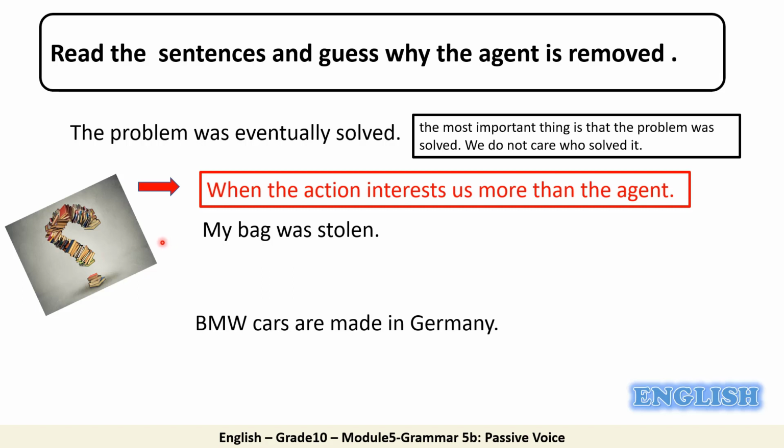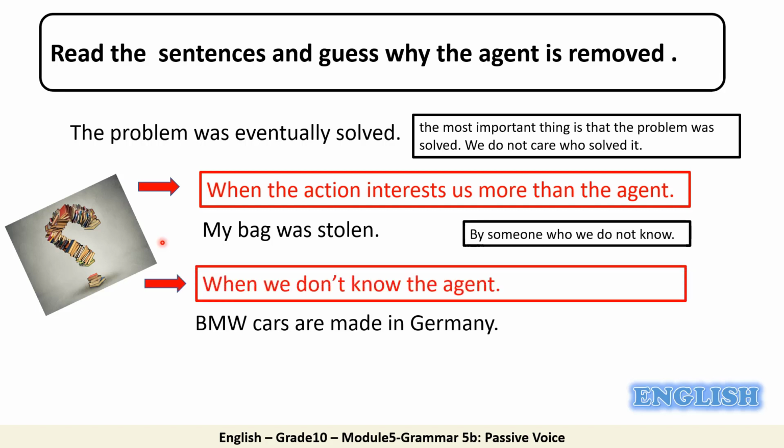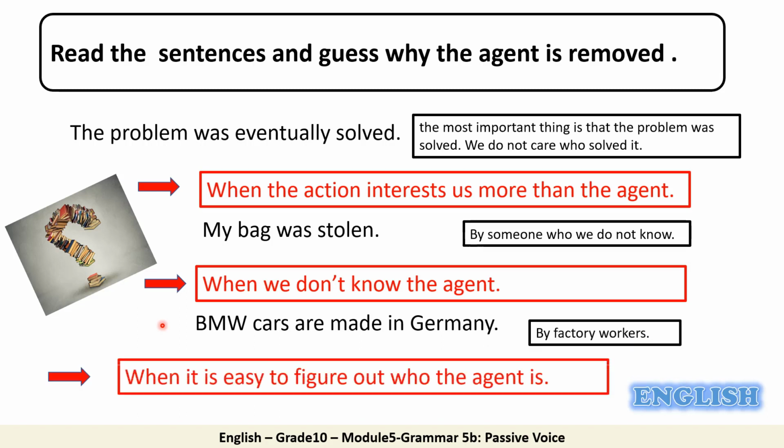The second example, my bag was stolen. It was stolen by someone who we do not know. So, when we do not know the agent, we remove it. The third example, BMW cars are made in Germany. Of course, they are made by factory workers. This is obvious. So when it is easy to figure out who the agent is, we remove it, so no need to use it.